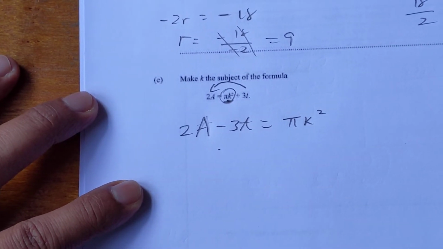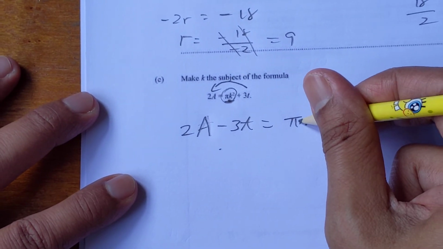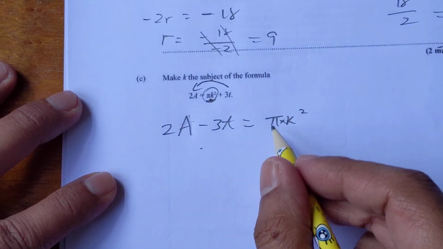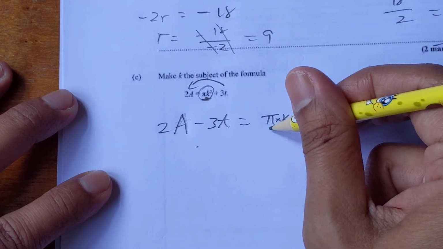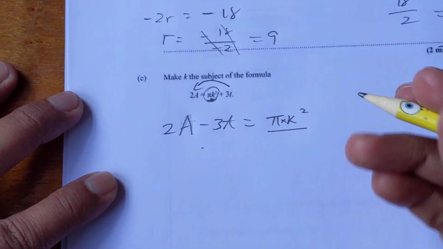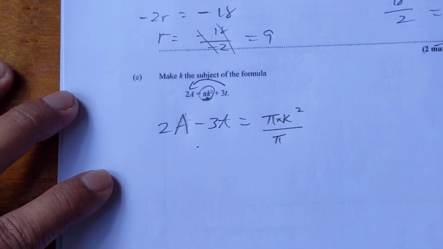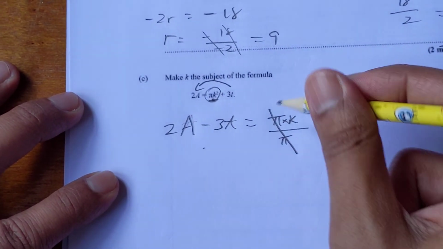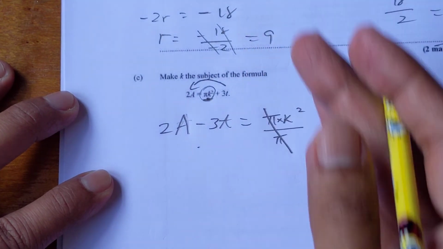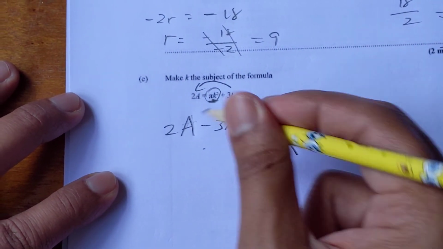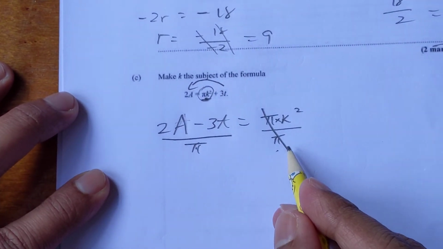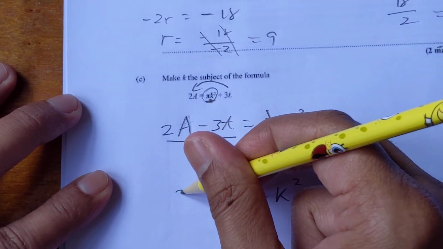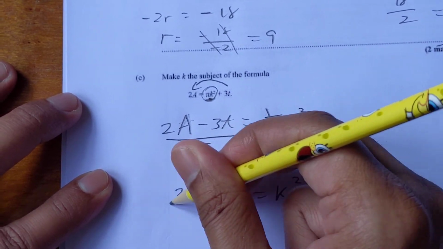Now remember, I want k by itself. Right now this is multiplied by pi, because when the letter is close to the number, that's what it means, and it causes a little bit of a problem. To get rid of anything, you do the reverse. The reverse of multiplying by pi is to divide by pi. What's going to happen when I divide by pi? The pi is going to cancel off, which is what I want. I want it to disappear. But whatever you do to one side, because I divide this side by pi, I have to divide this side by pi. So now I end up with k squared is equal to 2a minus 3t over pi.